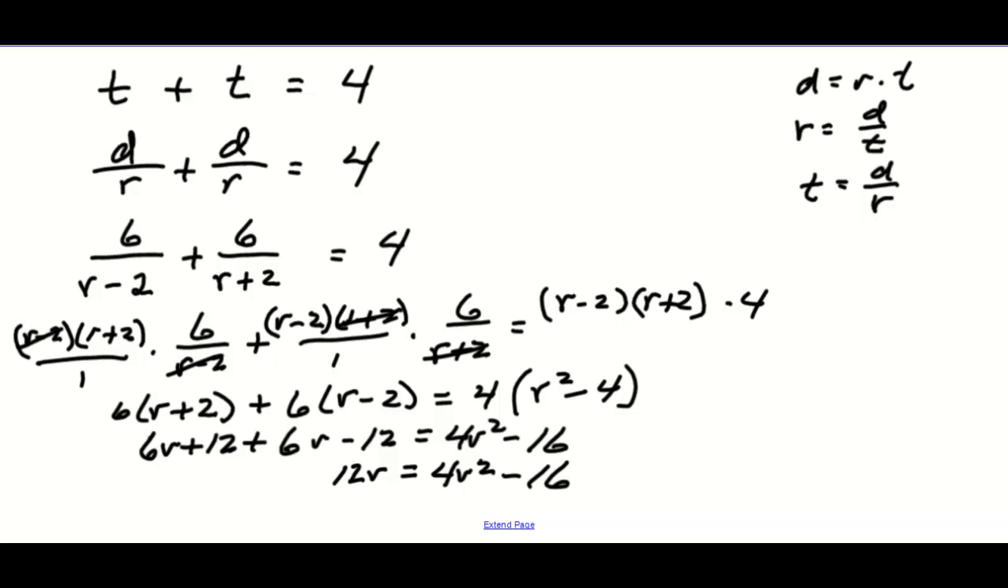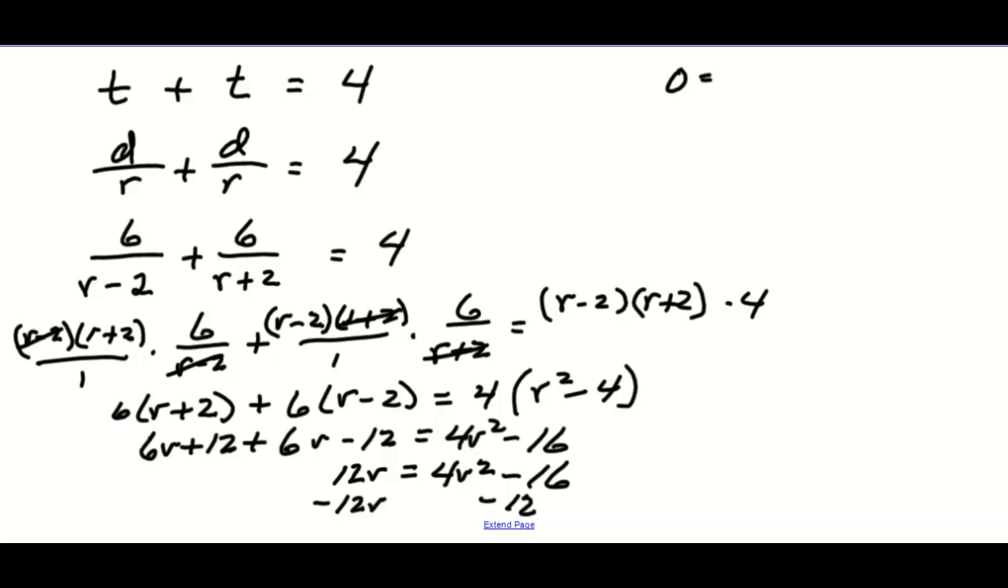Well, now I need to set everything equal to 0, so I'll have to subtract 12r from both sides. And since we're at the bottom of the page, what I'm going to do is finish the rest of it up here in the upper right. Sorry about that. There we go. We're going to put it up here. Taking that, we subtract 12r from both sides. We end up with 0 equals 4r squared minus 12r minus 16.